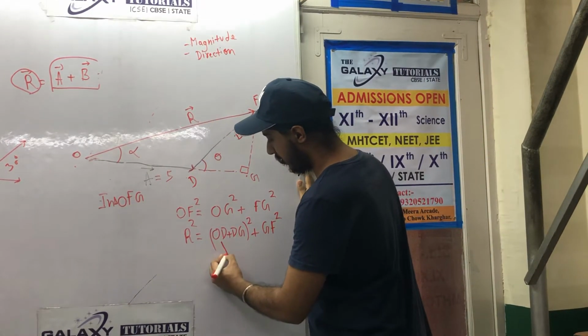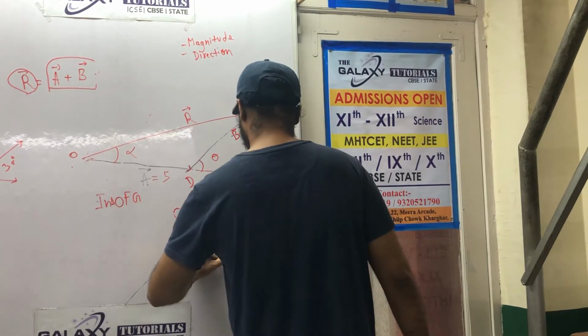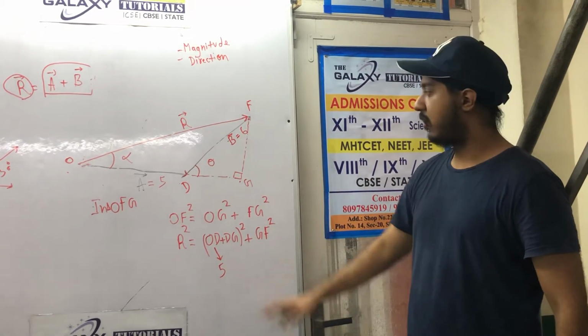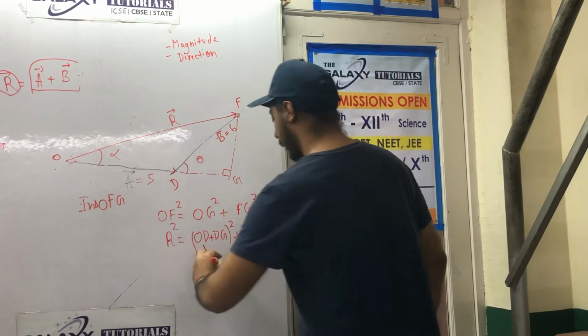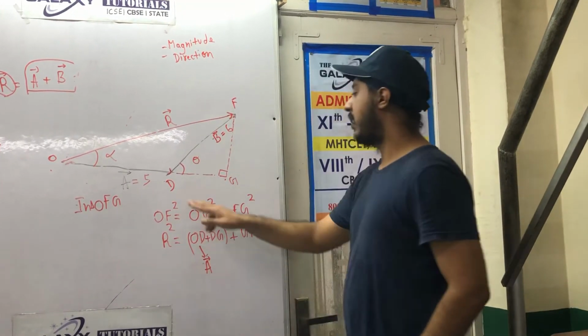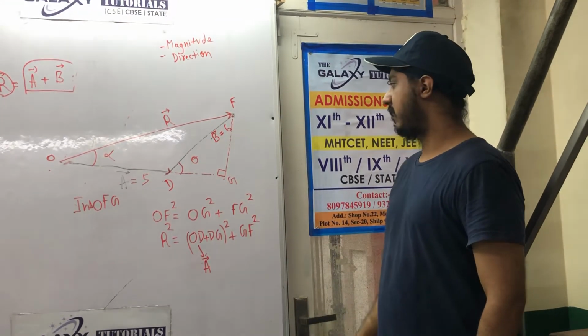What is OD? OD is equal to 5 units. Okay, sorry, I will write it as A, not 5. It is vector A. Okay, the next one is DG. What will be DG?